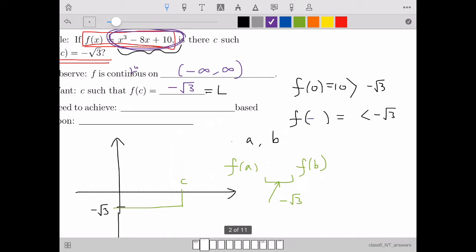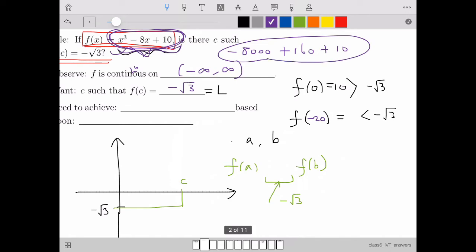For example, if I plug in minus 20, big enough, then this number will be minus 8,000 plus 160 plus 10, so that will be a big negative number, so it will be less than minus square root of 3. Whatever that number is, I don't really care. Let's say that equals star. So star is less than minus square root of 3.